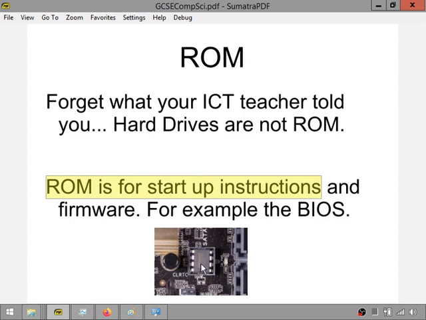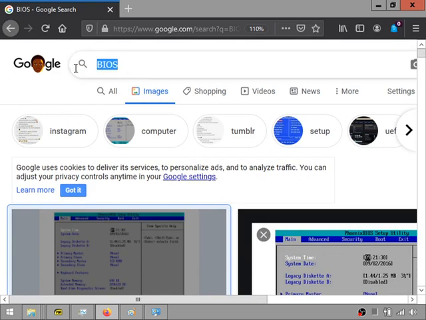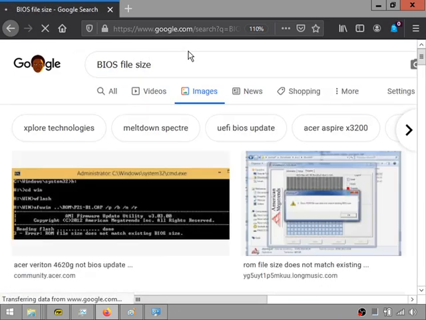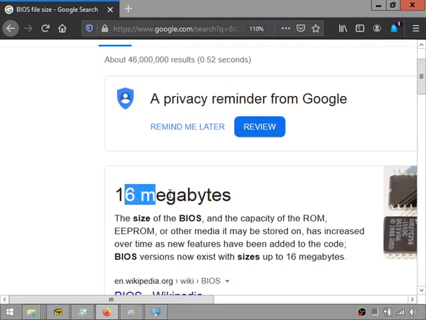And by the way, ROM chips are tiny. These days, they're about the same size as a thumbnail on your computer motherboards, maybe even smaller. And in terms of file size, we're talking megabytes. They're absolutely tiny. Let me check file size. Let's just get some validation from Google here. 16 megabytes. So there you go. They are absolutely tiny.